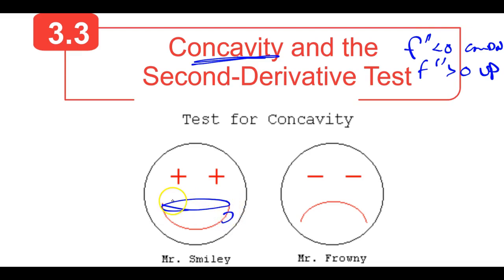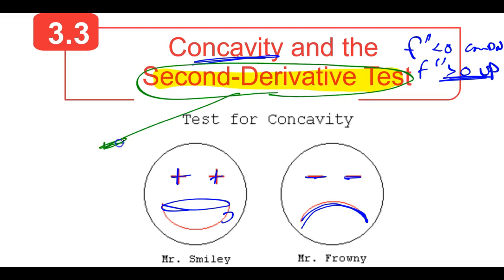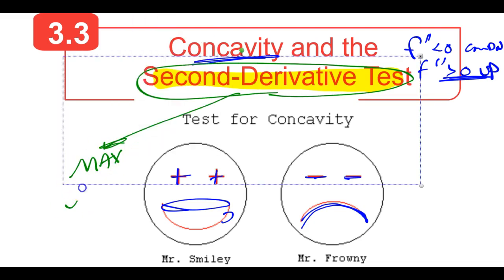Here's concave up, so that's if the second derivative is positive, and then concave down, like a frown, and that's if the second derivative is negative. That's different than the second derivative test. The second derivative tells you about concavity, but the second derivative test tells me about maxes and mins, just like the first derivative test told me about maxes and mins.